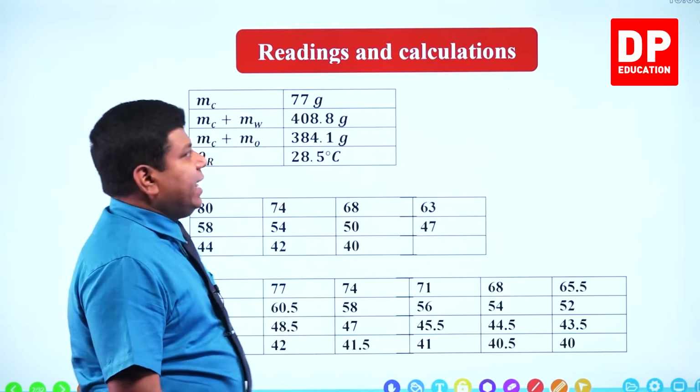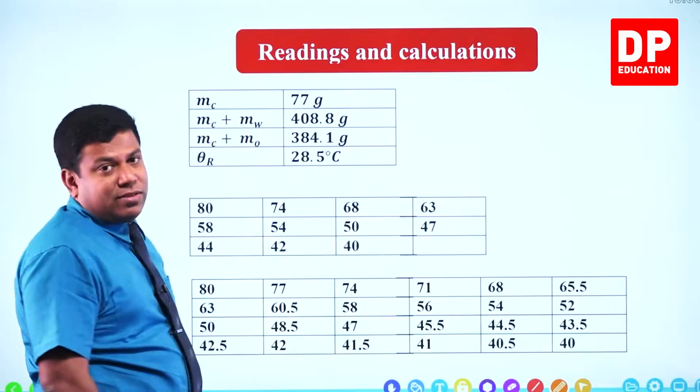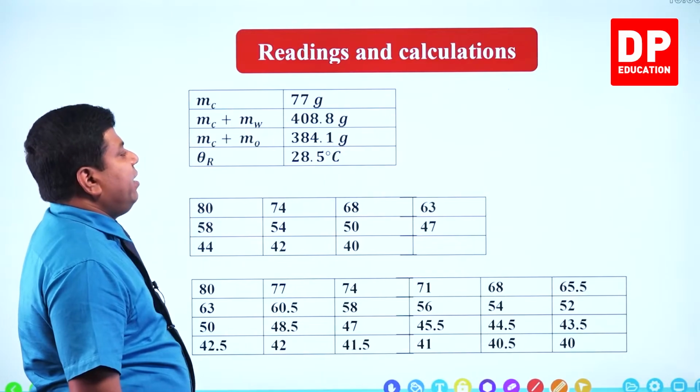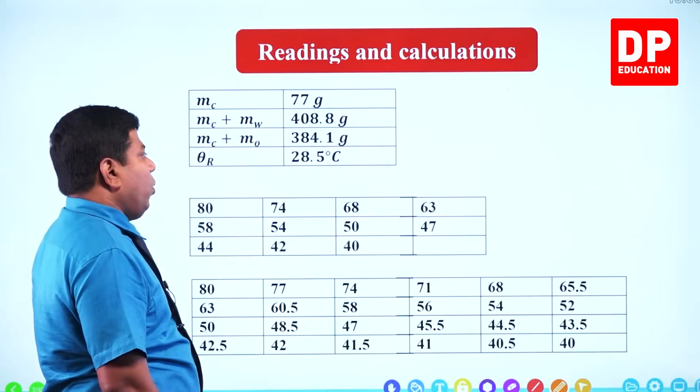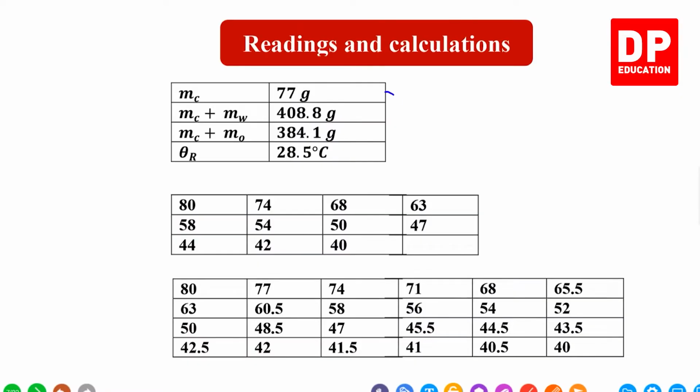Students, you can see here the readings that we have got in this experiment. MC, that's the mass of calorimeter. Calorimeter and water, it's 408.8. Calorimeter and the oil that we have used is 384. You can calculate MW. The difference between these two will be MW, right? That is 408.77. So that's 331.8 grams. M oil will be the difference between these two. 384.77.